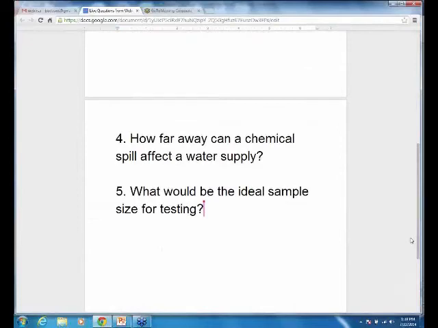The next question is, how far away can a chemical spill affect a water supply? That's completely dependent on the geology and the water flow in the aquifer. If you're in, and I'll use Illinois as an example, an area where it's all sandy soil, the spill has a much better chance of reaching the aquifer and it can travel through the soil much faster. It will dilute faster, but it certainly can move a lot farther.